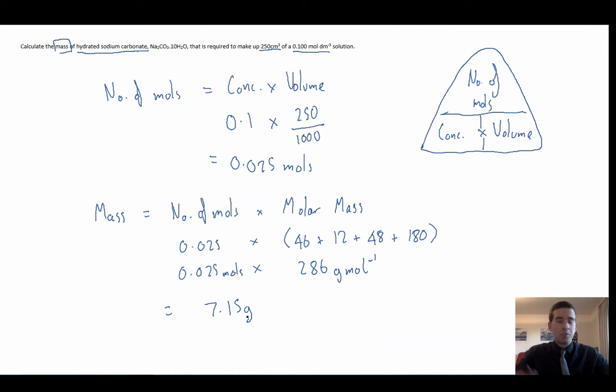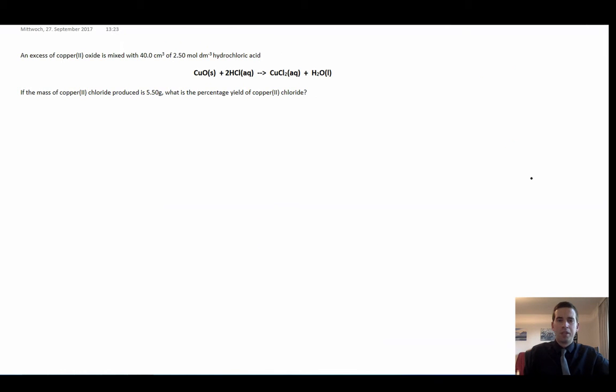If you're going to university, making up solutions is a critical part of that. So you need to know how to work them out. So let's have a look at a second problem, second type of problem.